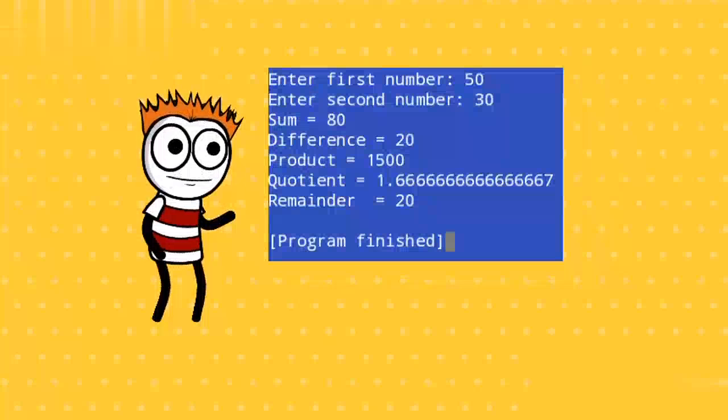So guys, look at the output. I gave the first number as 50 and the second number as 30. Then it gives the sum as 80, difference as 20, product as 1500, and the quotient, which is a float number, and the remainder after dividing. So you might have understood how this calculator works.